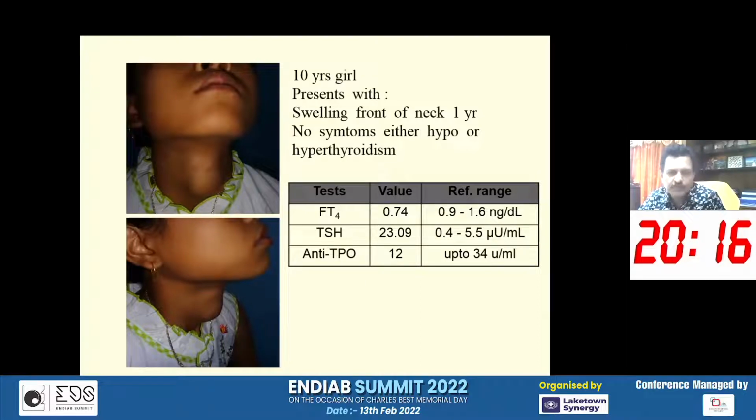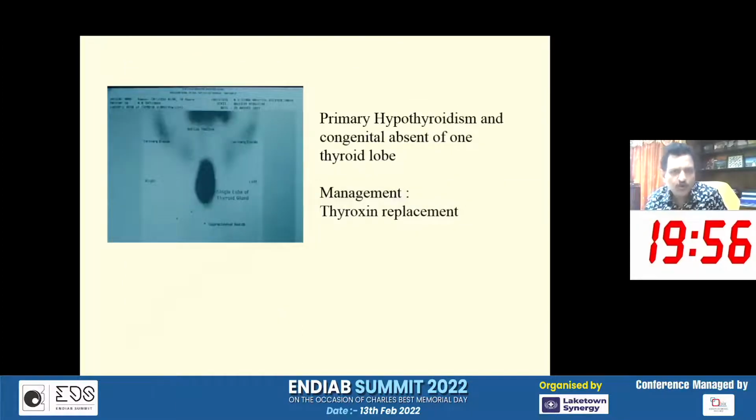Because she is suffering from overt hypothyroidism, quite naturally we should start giving replacement therapy. In the majority of patients who have overt hypothyroidism along with a nodule, the best approach is to start the replacement therapy without doing anything further. However, we looked into the thyroid scan of this young girl, and we found that this patient had an absence of one thyroid lobe. So it is a congenital absence of one thyroid lobe, and thyroxine replacement was started.